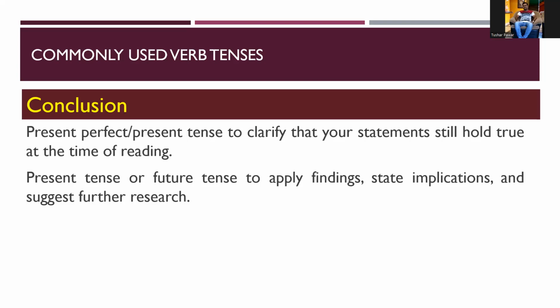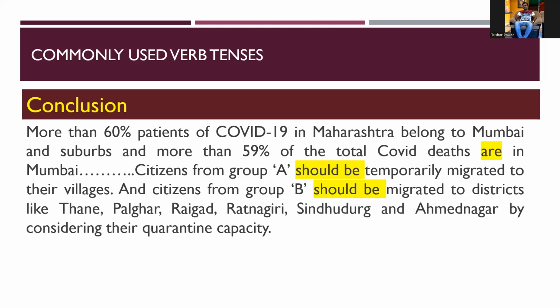Even present tense or future tense can be used to apply findings, state implications, and suggest further research. So here again, you can say that the same research work I have shown. Deaths are in Mumbai. Citizens from group A should be temporarily migrated. Okay, so it is a perfect future, and citizens of B should be migrated. So accordingly, the suggestions are given. So my different tenses are here.